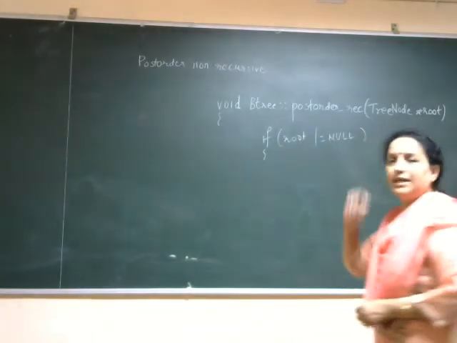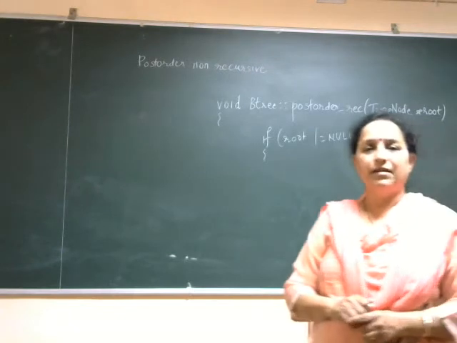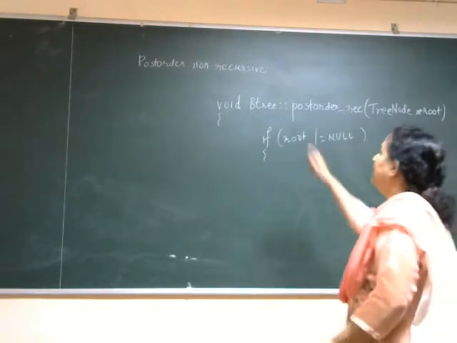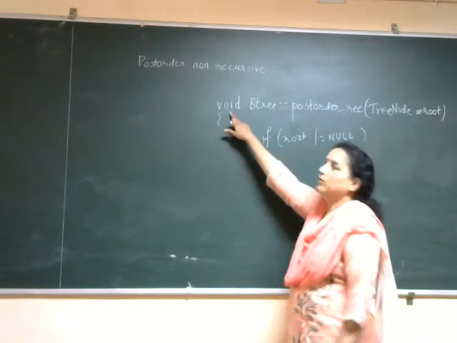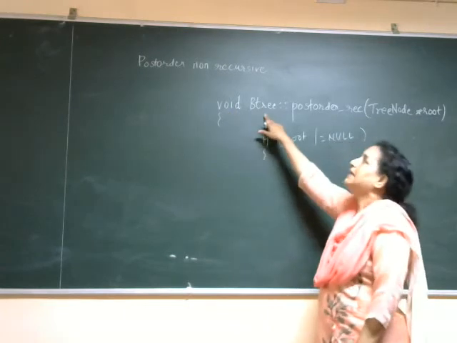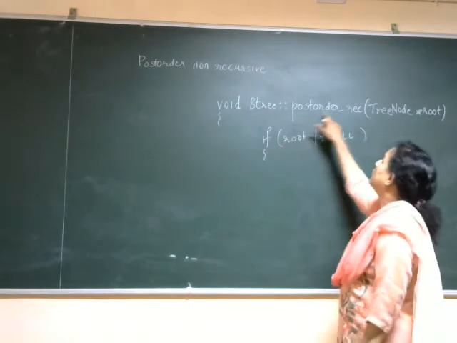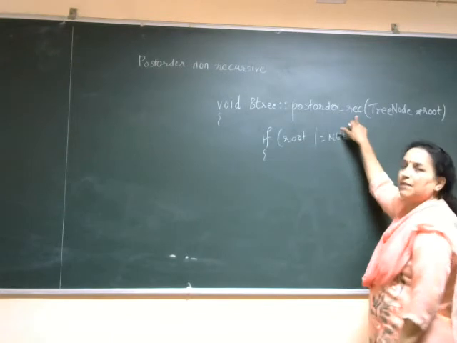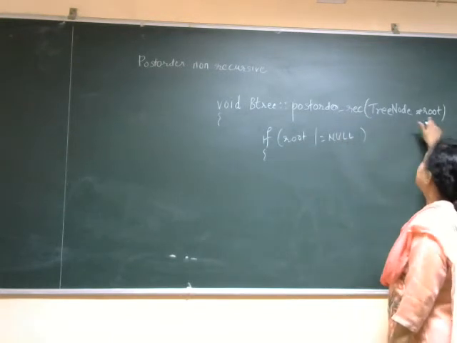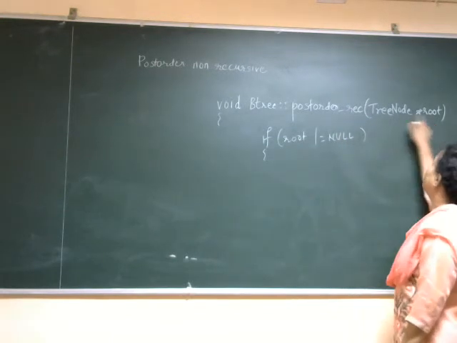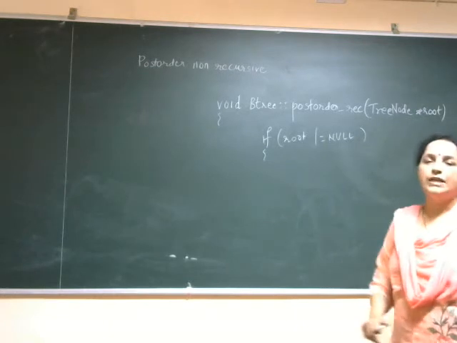Now firstly we will write down the recursive traversal. How was it written? The code for this is: in a class BTree, a function named post-order recursive, and we are passing the root to this, a tree node root.